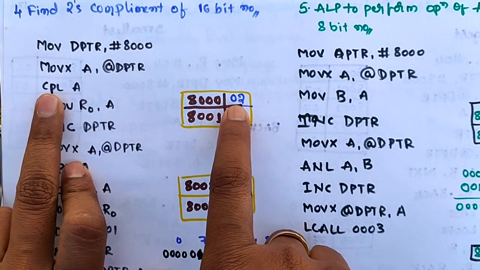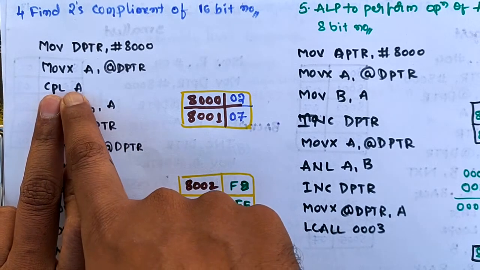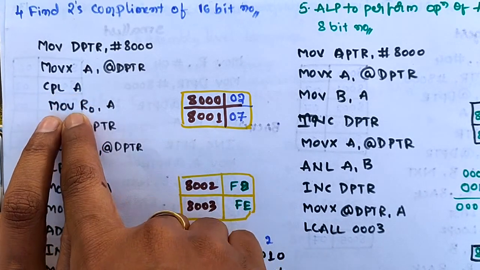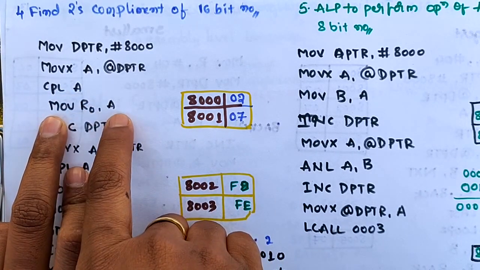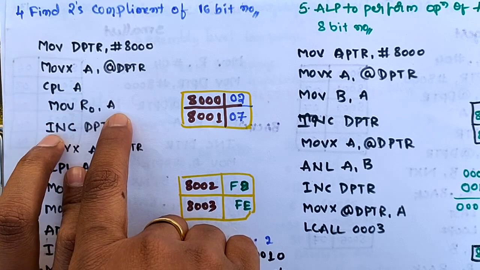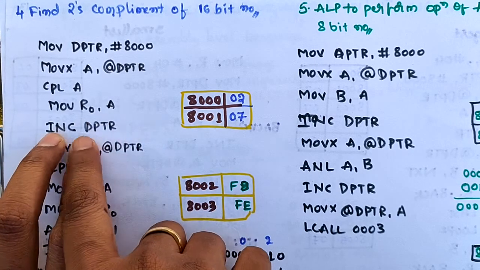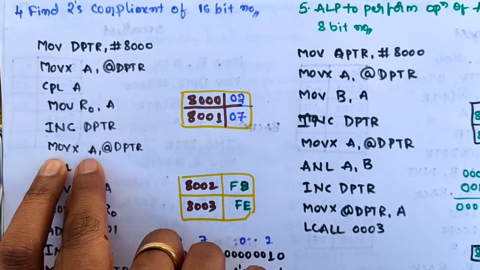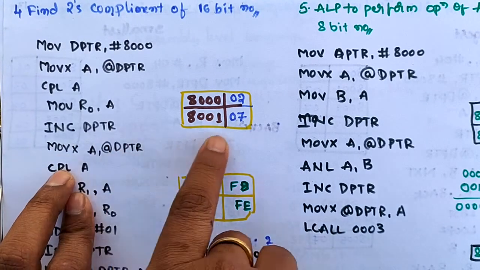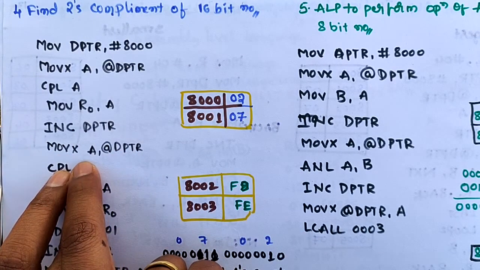and I am going to first do the complement for the lower order byte, CPL A. The 02 gets complemented. In order to do the complement, we are using CPL A. After that, move A content to R0. So the content of the accumulator will be loaded to another temporary register R0. Now I will increment the DPTR and move that content to the accumulator, that is, the higher order byte I am going to transfer to the accumulator.